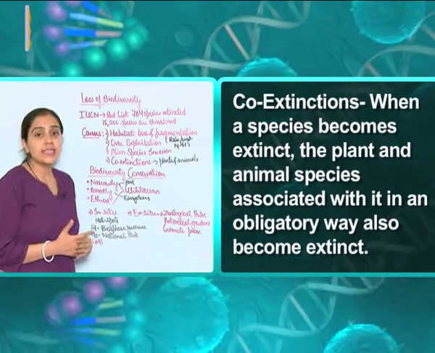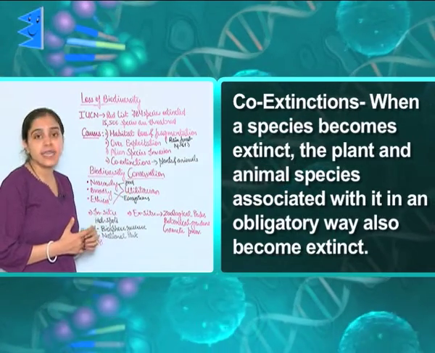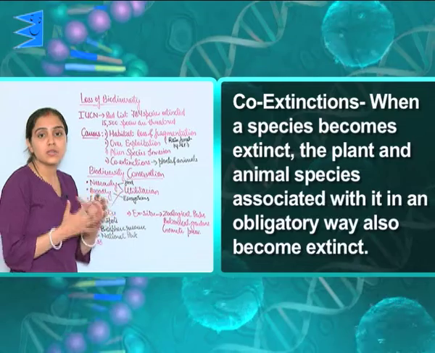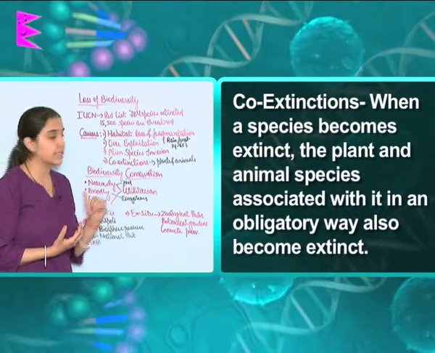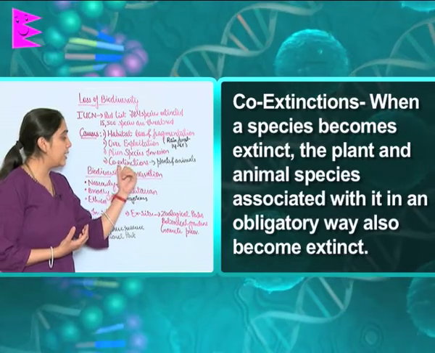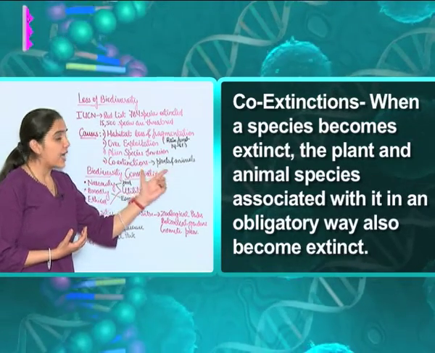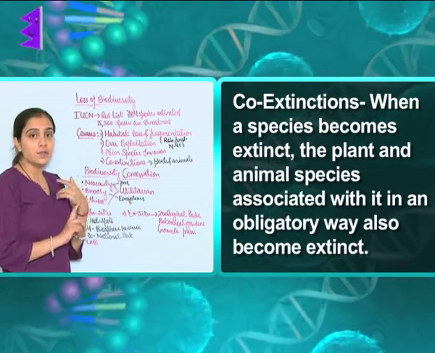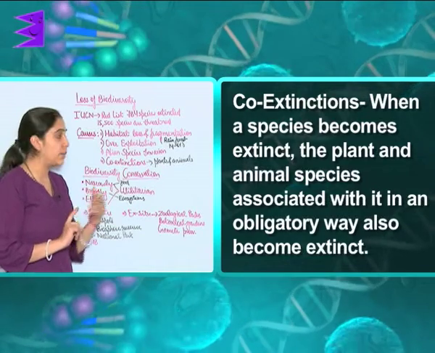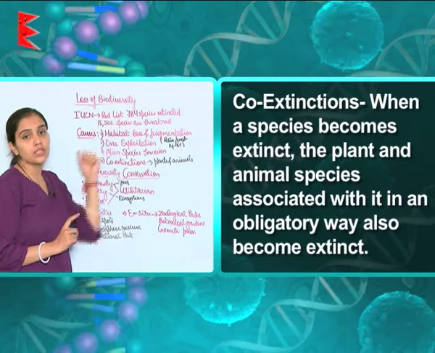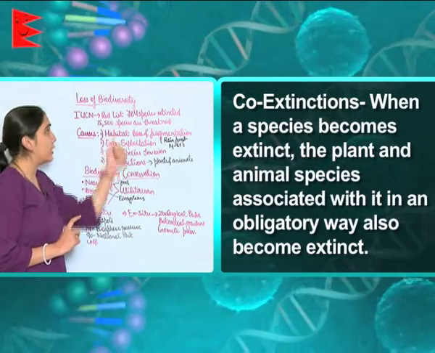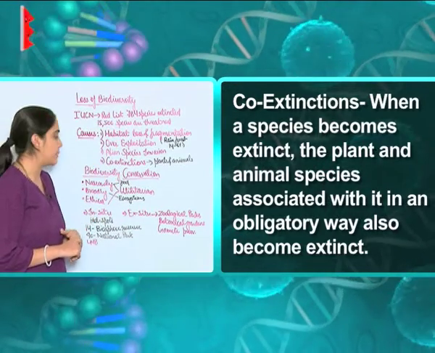Co-extinctions. As the species get extinct, the plants and animals which were surviving on their support also become extinct. So this leads to co-extinctions. So in turn, the other species as well as plants and animals, we are losing altogether, and this is also a cause of loss of biodiversity.